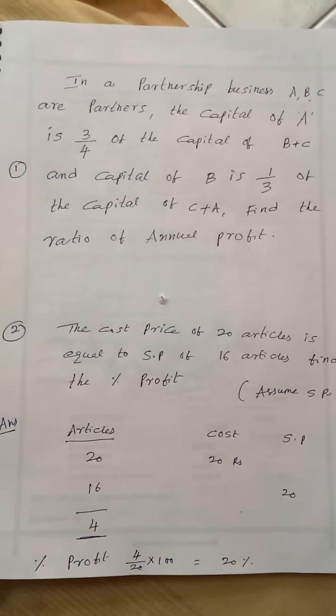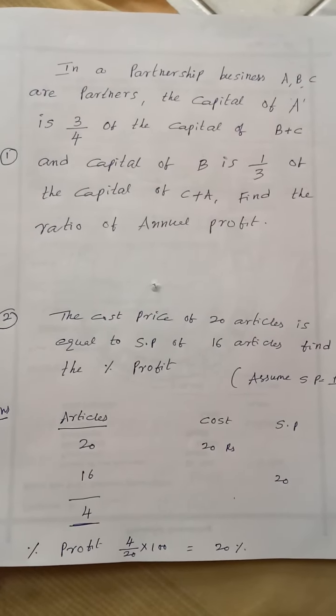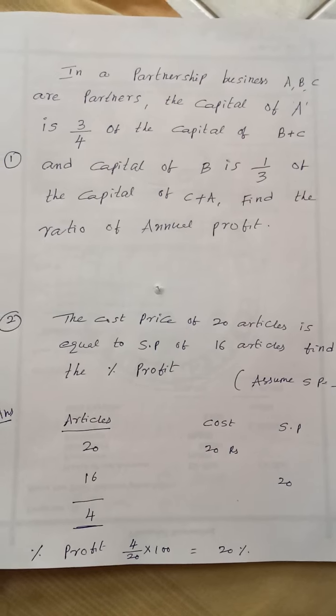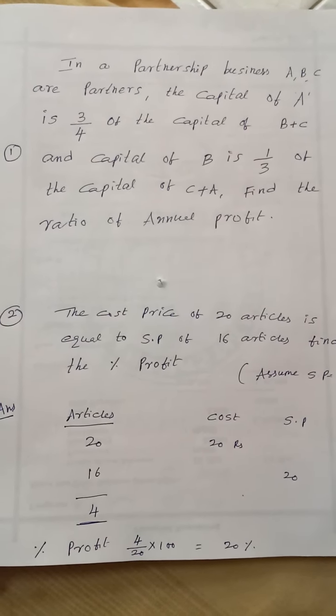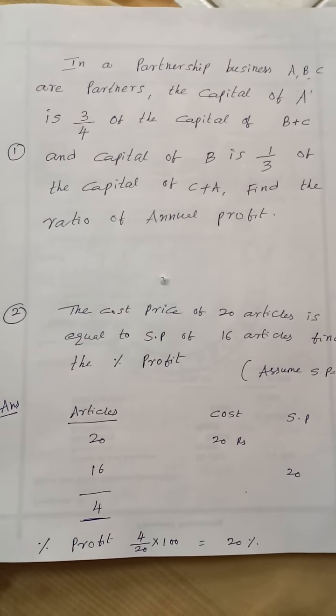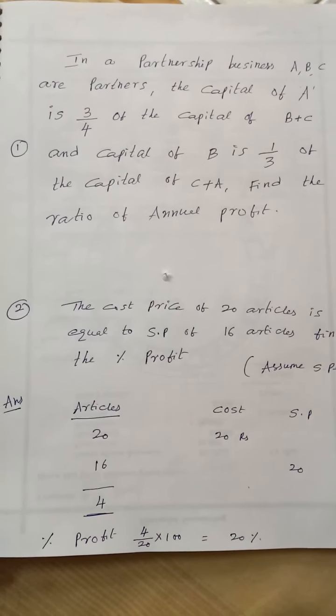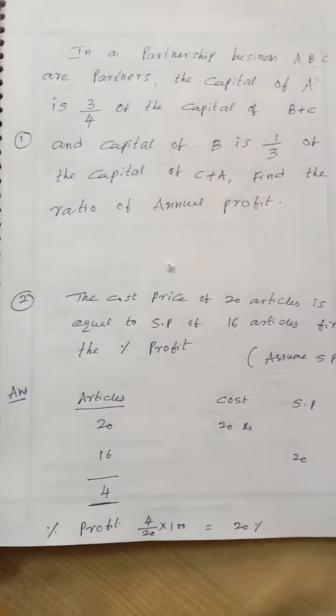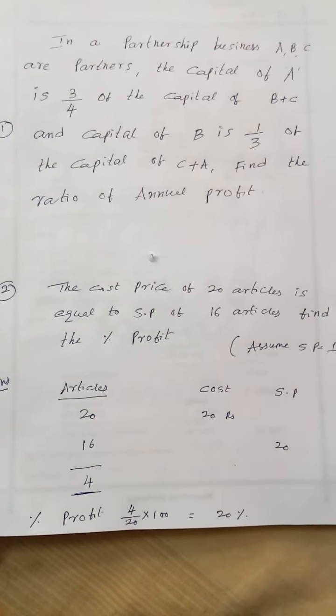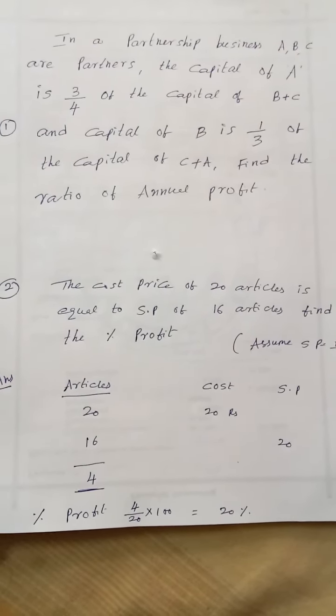If you are able to do this problem, do it and send me the answer. In a partnership business, A, B, C are partners. The capital of A is 3/4 of the capital of B plus C, and the capital of B is 1/3 of the capital of C plus A. Find the profit sharing ratio. If you are able to do this, you can do, or else I will tell the answer.